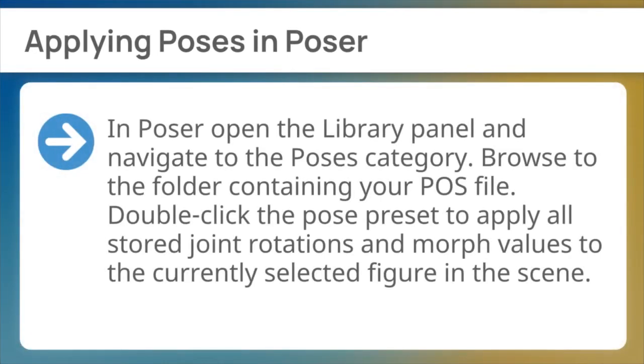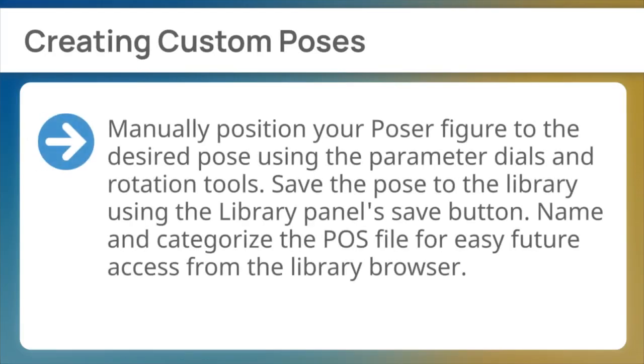In Poser, open the library panel and navigate to the Poses category. Browse to the folder containing your POS file. Double-click the pose preset to apply all stored joint rotations and morph values to the currently selected figure in the scene. Next, creating custom poses.